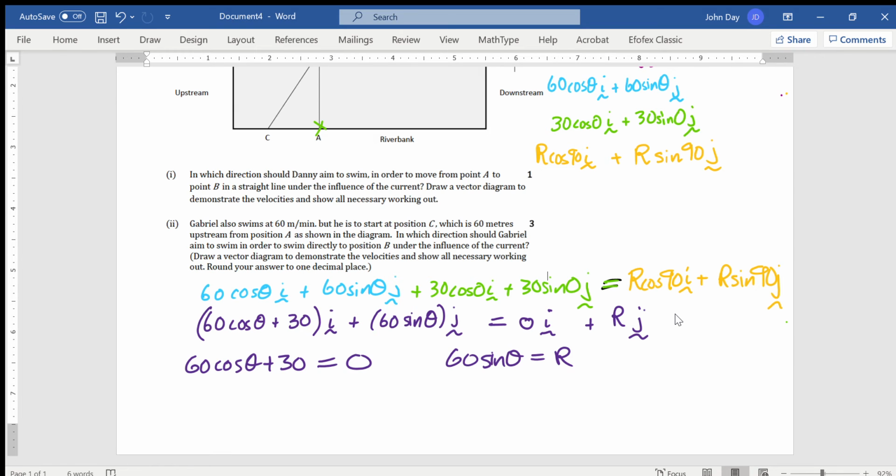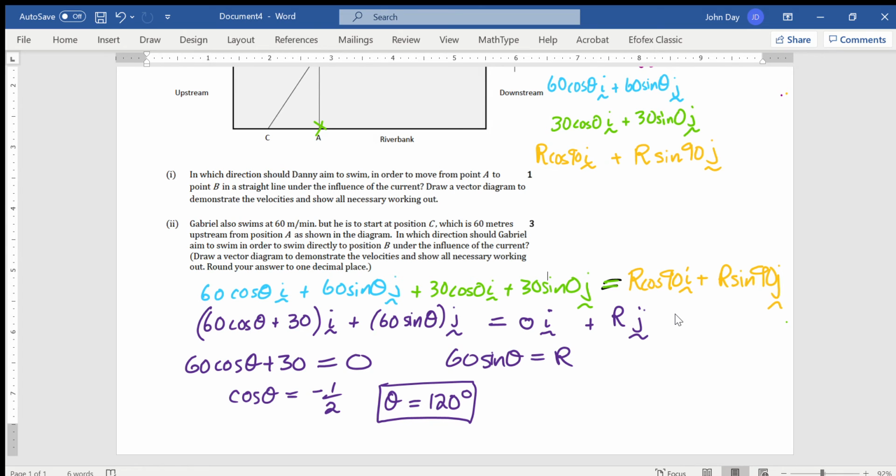But 60 cos theta plus 30 equaling 0 is helpful, because that means that cos theta is equal to, and I get minus a half there. So theta turns out to be 120 degrees when you put that in your calculator.